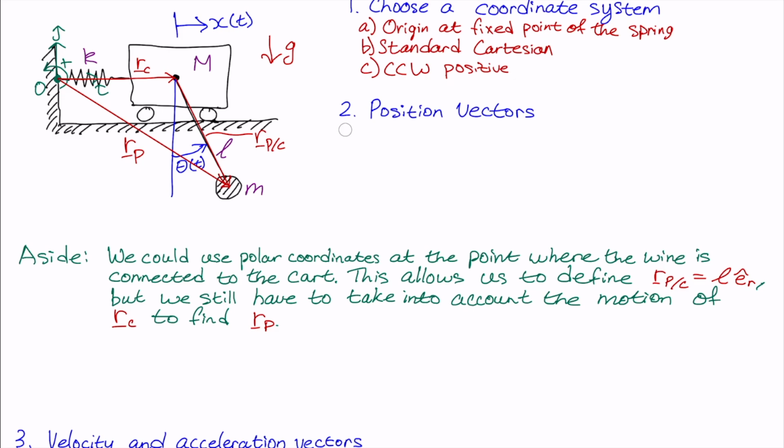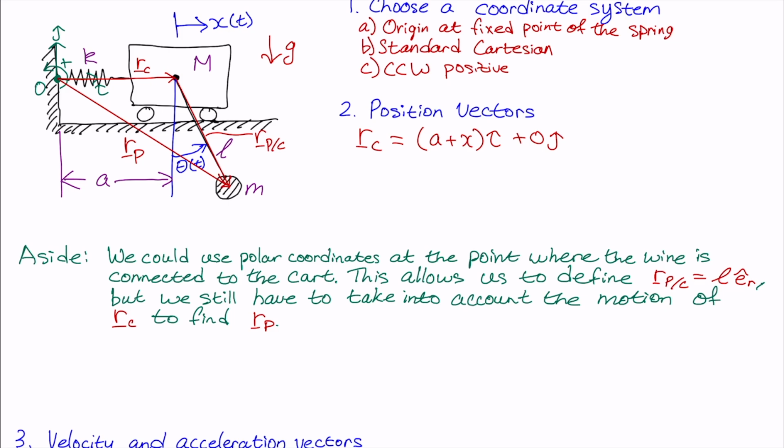So r C, we can write as r C is equal to, we're going to need to add a dimension here. I'll call this A, to the position where the cart currently is, and so we'll get A plus x in the i direction plus 0 j. This is very similar to what we had in the first example.